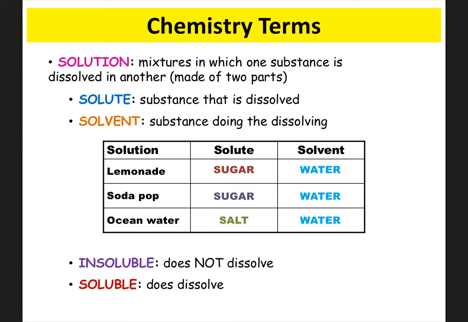If something is insoluble, it does not dissolve in water. And if something is soluble, then it dissolves. Not everything dissolves in water. Sand is insoluble. It does not dissolve in water, but salt is soluble. It would dissolve in water. Same thing for sugar. It's soluble. It would dissolve in water.